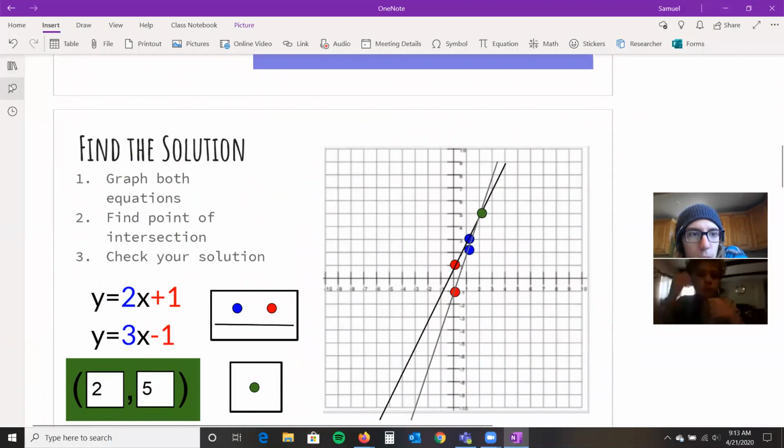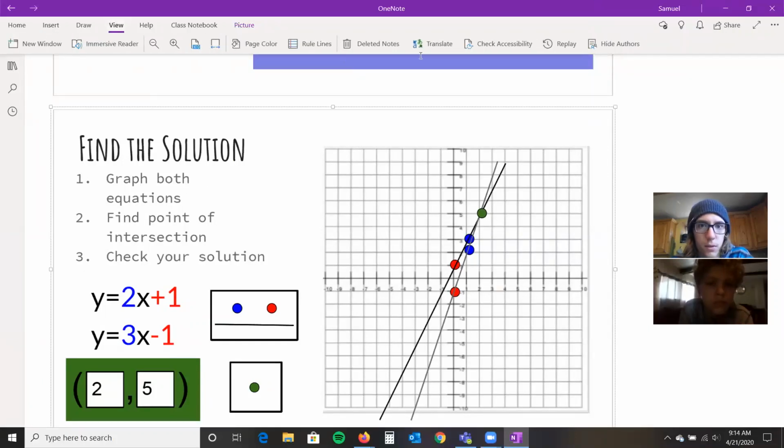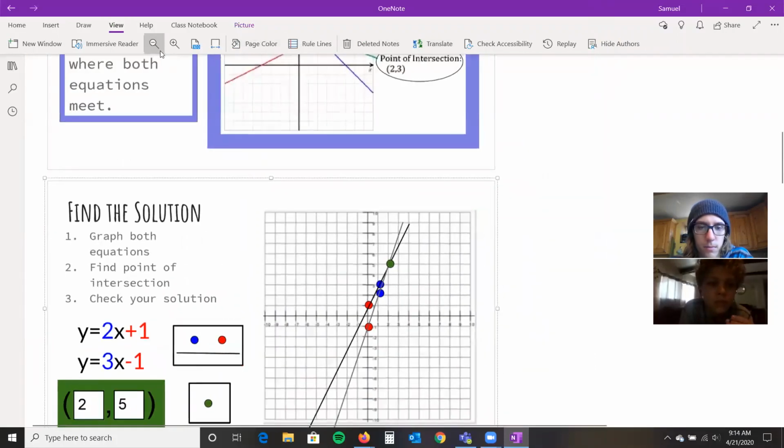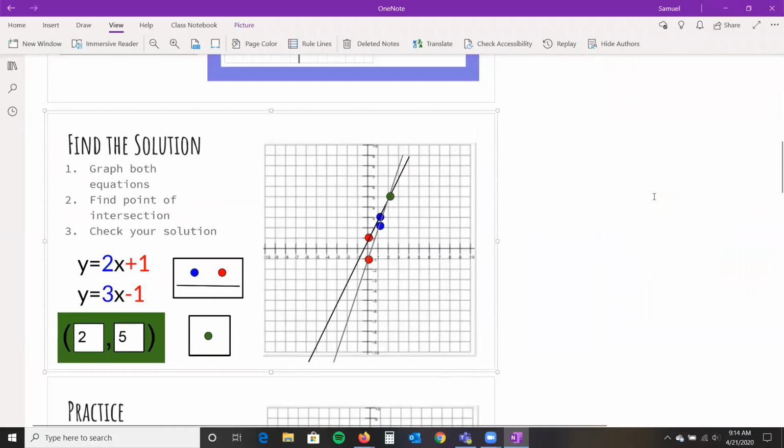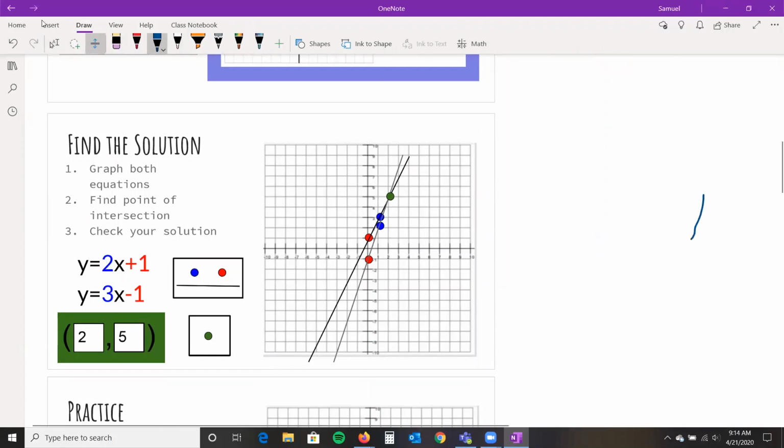So the first one we already did for you. And let's see if I can zoom out a little bit. Sorry. View, zoom out. There we go. Okay. So if we are solving this, like I said, this is how it's going to look when you guys finish each of these, or when we finish each of these.